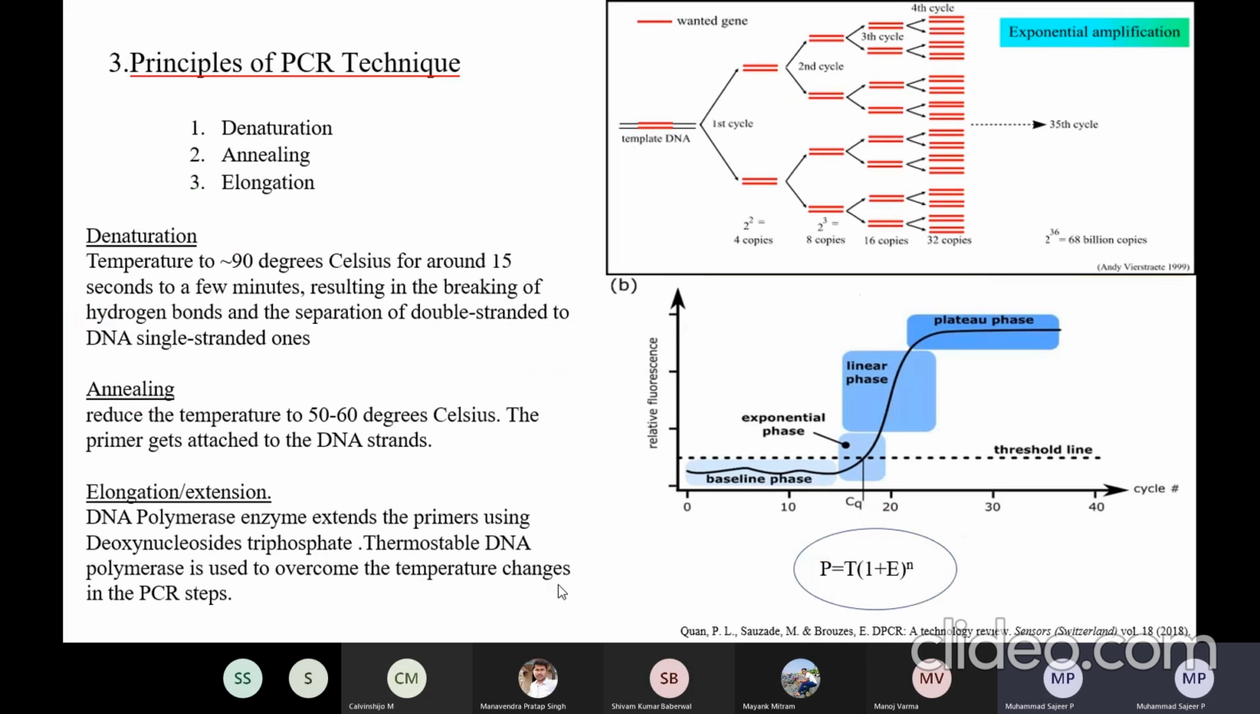And definitely there are nucleotides that get stitched to the DNA to make the DNA double helix structure. The principle of the PCR technique mainly involves three steps: one is denaturation, another is annealing, and another is elongation. All three together are known as one cycle. In denaturation, we increase the temperature to around 90 degrees. As you see in the previous slide, there are some hydrogen bonds.